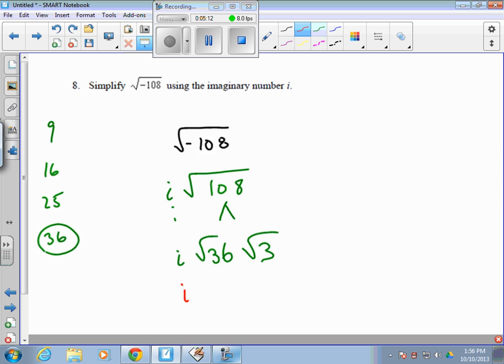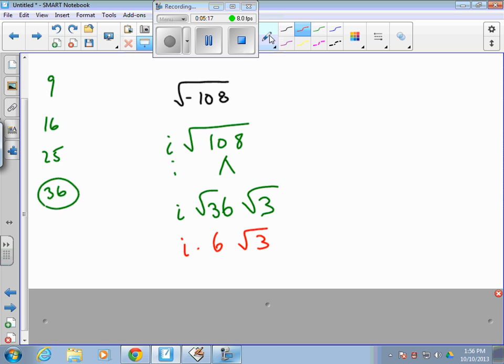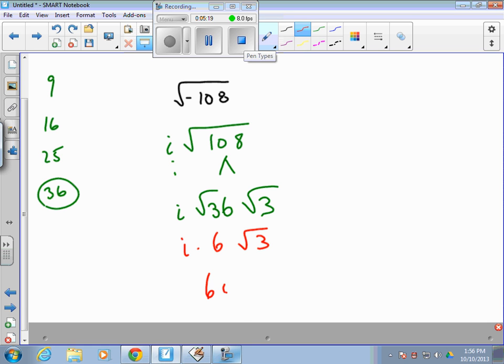So that's i times 6 times the square root of 3. Or if you reordered that just to make it look a little bit neater, you would say 6i times the square root of 3.